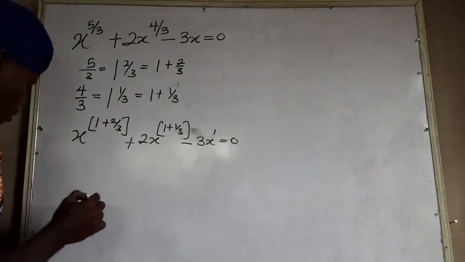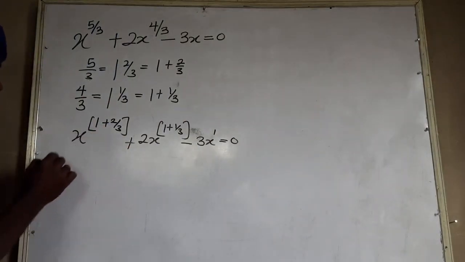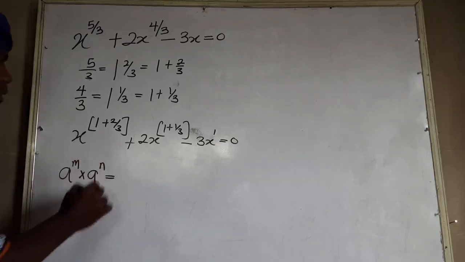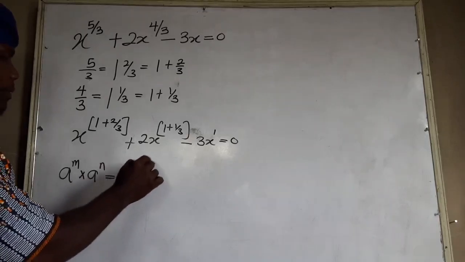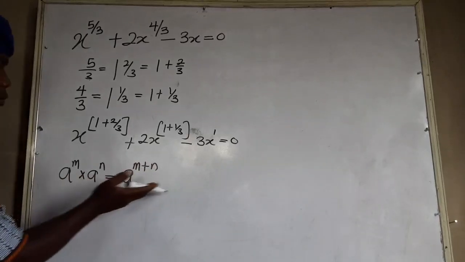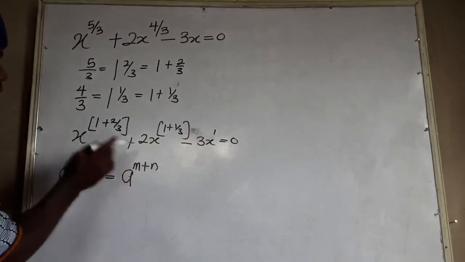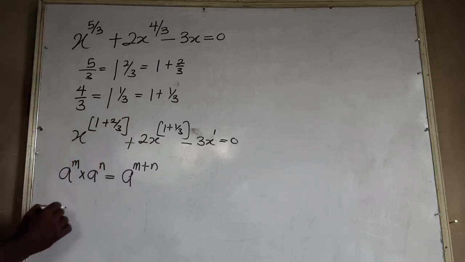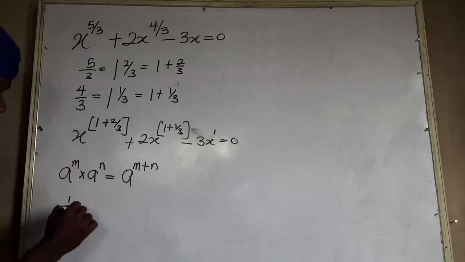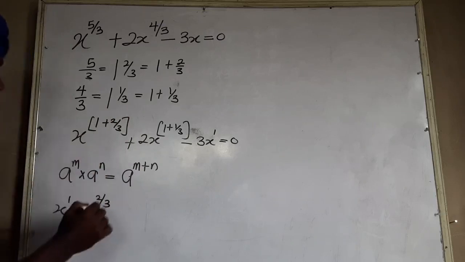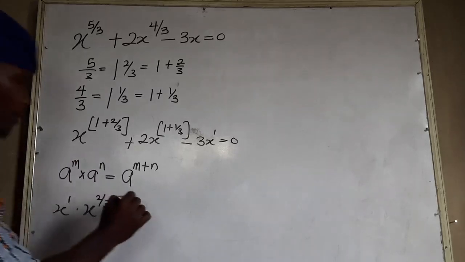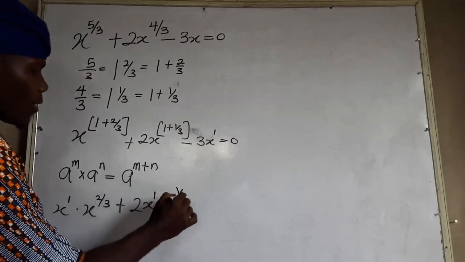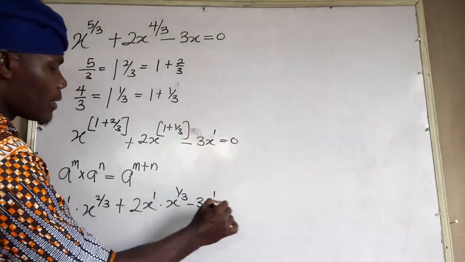Now, you can recall a law of indices that lets us know that a raised to power m times a raised to power n is the same thing as a raised to power m plus n. Now, if we're able to see this, this is multiplication, this becomes this. So it is applicable to this now. So x will give us x raised to power 1 times x raised to power 2 over 3. Now plus 2, it will be x, the one will come here, times x raised to power 1 over 3 minus 3x raised to power 1 is equal to 0.